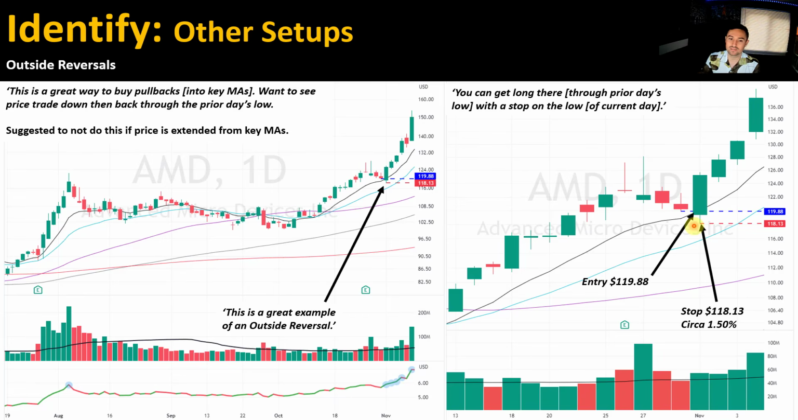Some people also call this an oops reversal type of entry as well, but that's a way to try and get on a stock that is in a powerful uptrend and potentially you didn't get into it in the base, or you'd like to add to your position.